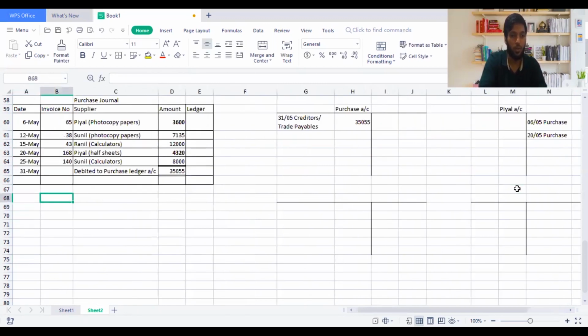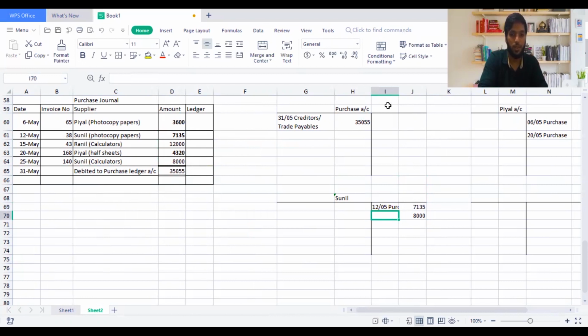What do we have? We have Sunil. Sunil has made a purchase. Sunil has 7,135, and he has purchased 8,000. So I'll write here 7,135 and 8,000. What's the date he has purchased? 7,135 he purchased on 12th May. So I'll write 12th May purchase.